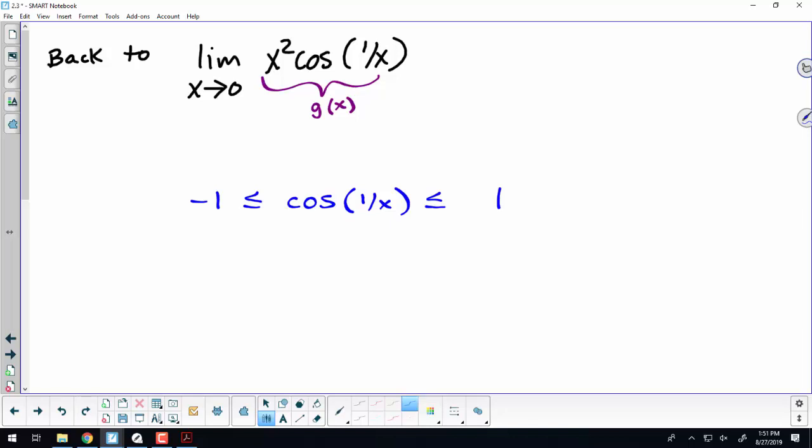Okay. All right, so we know that is a fact for cosine of 1 over x, but what we want is for this thing here to be g of x. It's not quite g of x because g of x has that x squared multiplied. But to fix that, we're just going to multiply through everything that we see. We're just going to multiply through by x squared.